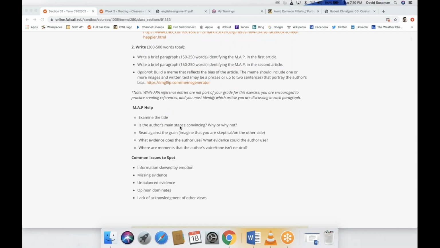Is the author's argument or stance convincing? Why or why not? Read against the grain. In other words, imagine you're skeptical or on the other side of things. I read things all the time that I may not agree with. I'm not going to touch politics with a 10-foot pole, but let's say I'm reading something that represents a position that I don't agree with. I can still read it and determine whether it's convincing or not, or where it could have been stronger.